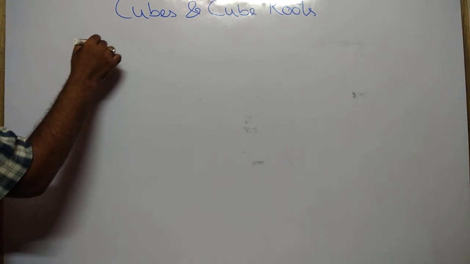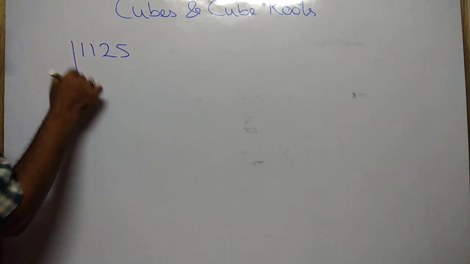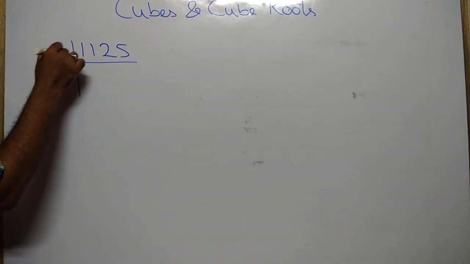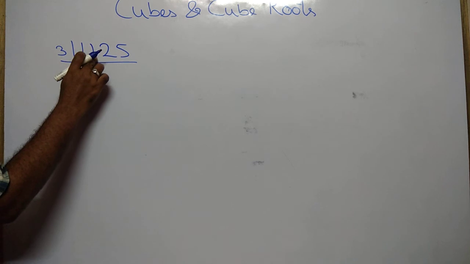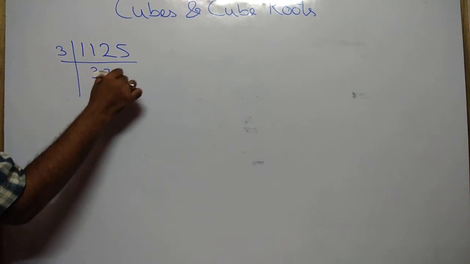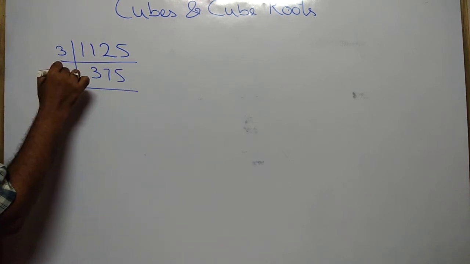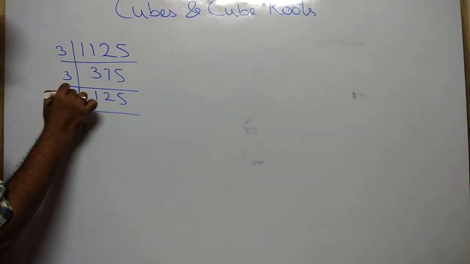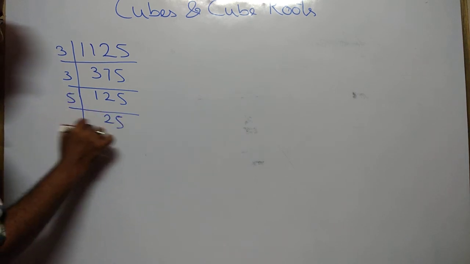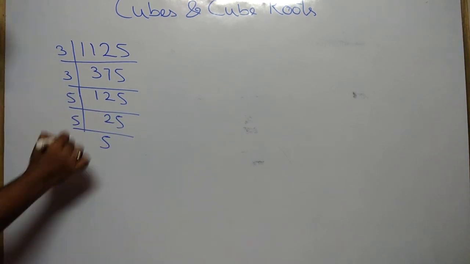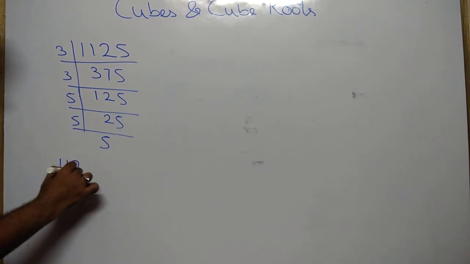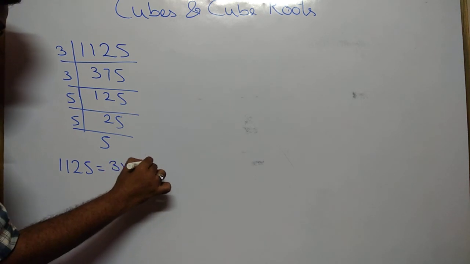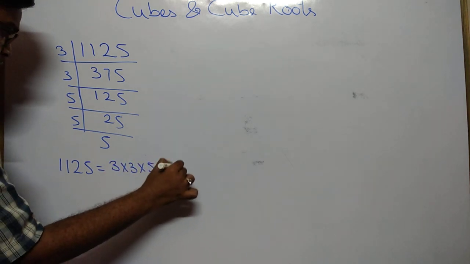The question asks by what number we must multiply to make it a perfect cube. So let's try dividing by 3. 3 threes are 9, 3 sevens are 21, 3 fives are 15, then 5 and 5. So here we can write 1125 equals 3 into 3 into 5 into 5 into 5.